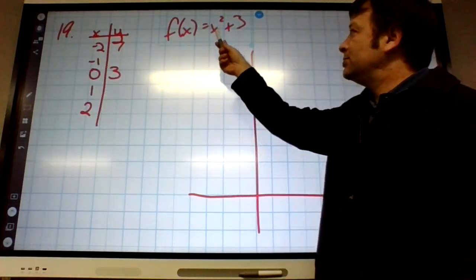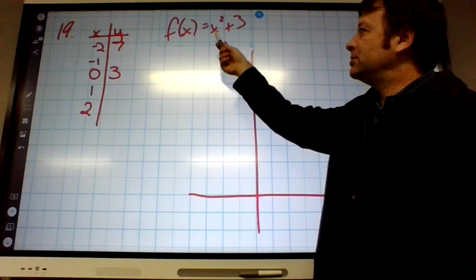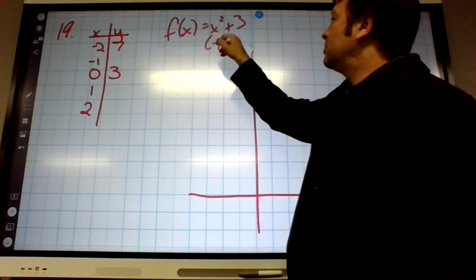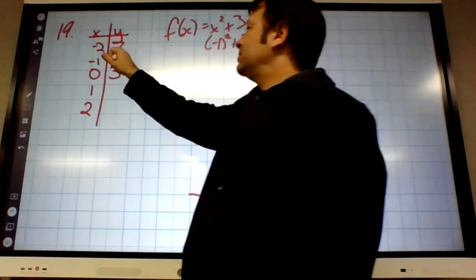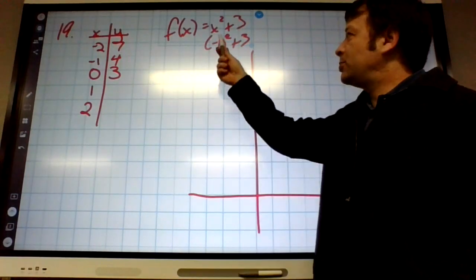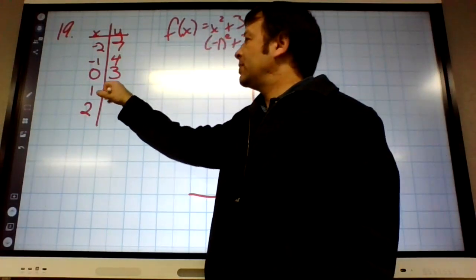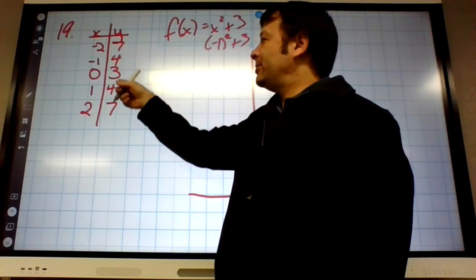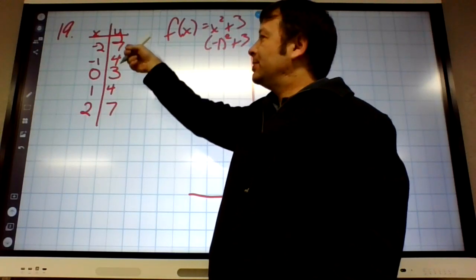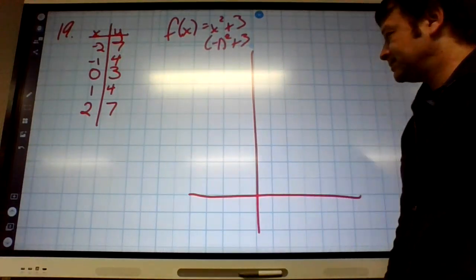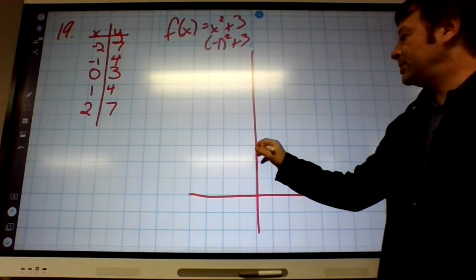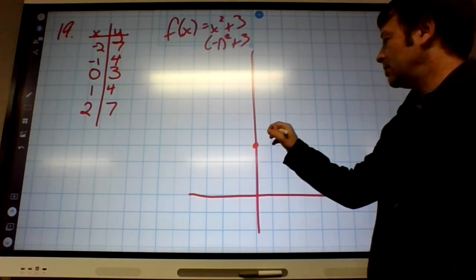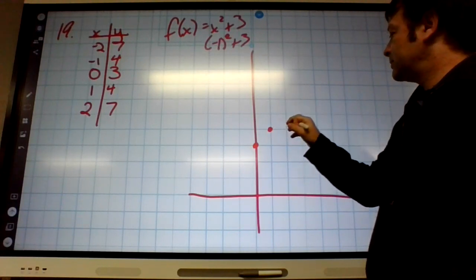Negative 1 squared is 1, plus 3 is 4. 1 squared is 1, plus 3 is 4. 2 squared is 4, plus 3 is 7. If we do it right, there should be some symmetry here. 7, 4, 3, 4, 7. So 0, 3, 1, 4, 2, 7.